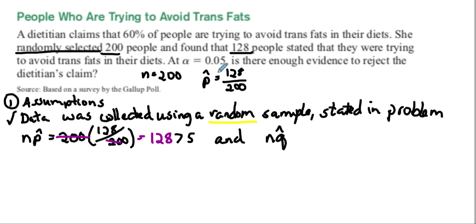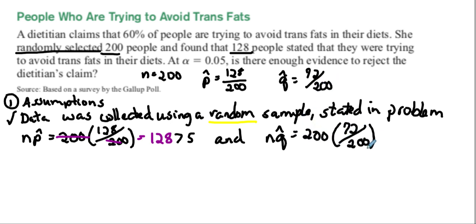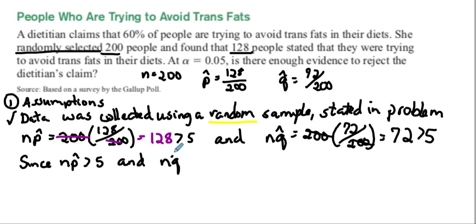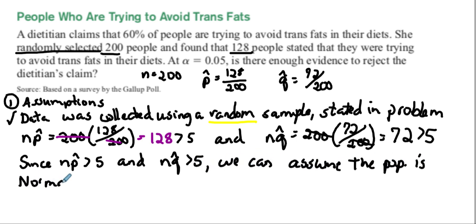Now I need to test n q hat. So q hat is what's left over, the ones that did not believe in avoiding trans fat. So we end up with n times q hat is equal to 72, which is also greater than 5. So since n p hat is greater than 5 and n q hat is greater than 5, we can assume that our data comes from a normally distributed data set.